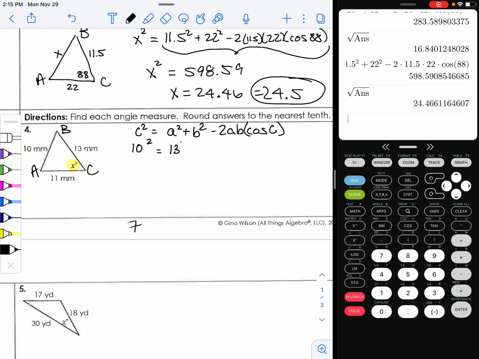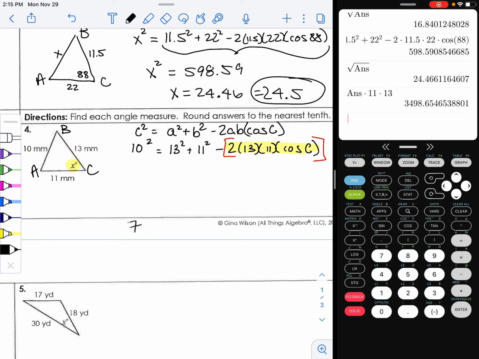Side A is 13, side B is 11, and I'm multiplying those, and I have times cosine of angle C. Now I want to remind you, this is multiplication. All this stuff is lumped together. You cannot touch this. This is one big long grouping. You cannot subtract this. You have to follow order of operations. Order of operations says multiply first. So I have 2 times 11 times 13.